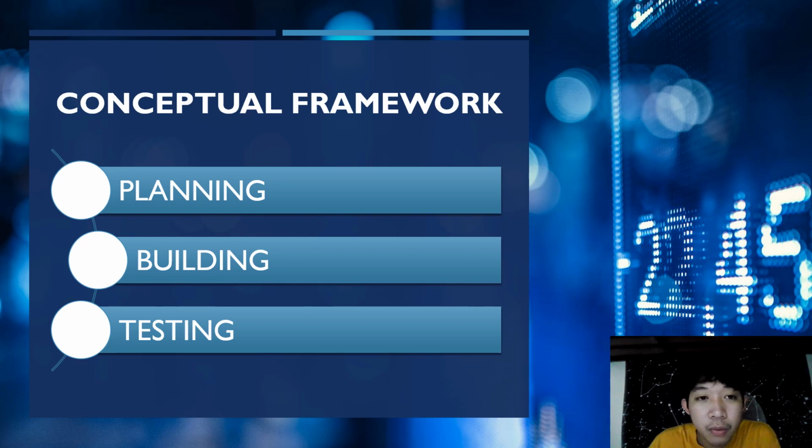So for the conceptual framework, there are 3 phases for this project to be done. The first one is planning, building, and testing. This part of the research will focus on how this project will be executed, from planning to the actual execution and testing of it. The first part of making this project is planning.